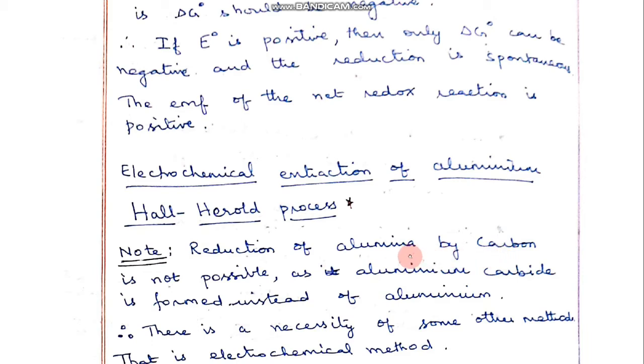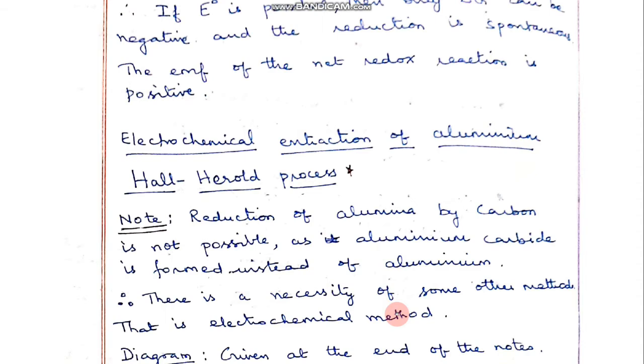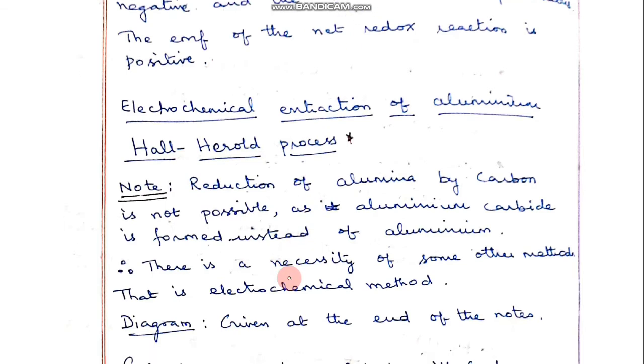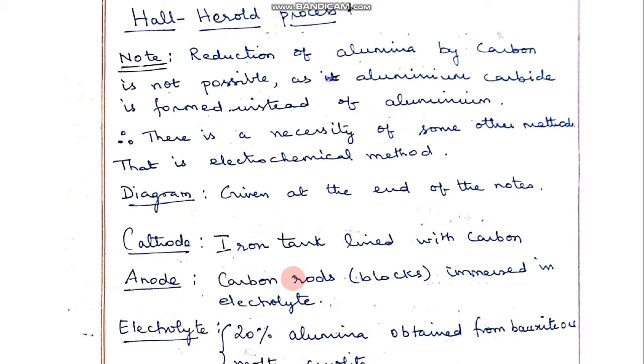alumina can be reduced to aluminium. That's what we all think, but it doesn't happen, because reduction of alumina by carbon leads to aluminium carbide formation instead of aluminium. Therefore, there is a necessity for some other method, and that is the electrochemical method. We are going to name this method: it is called the Hall-Héroult process. And we are going to see the diagram for this method.